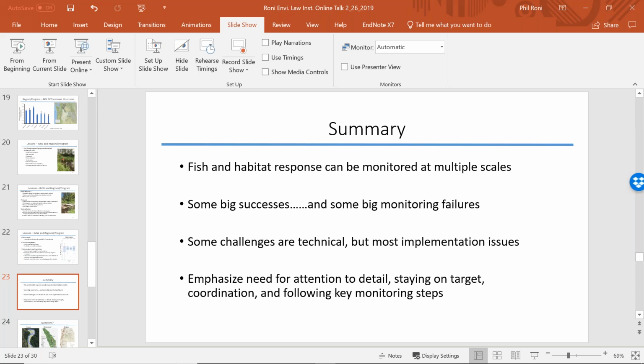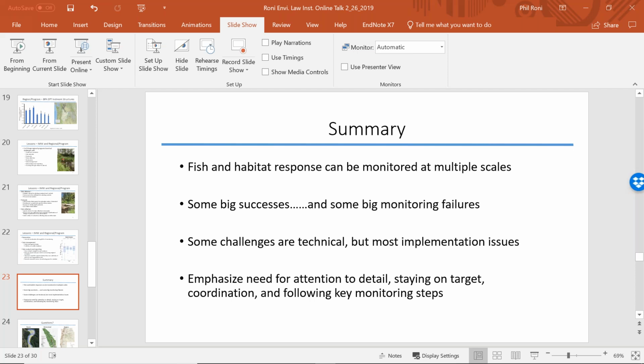We can monitor fish and habitat response at a number of scales, and we've had success at doing that. There's been some big successes, but there's been a number of failures of the monitoring, and some of it's technical, but really a lot of it's challenges with implementation. And when you scale up to do things at a region or a watershed, it just emphasizes the importance of staying on target and coordination and following the key steps in the monitoring program.